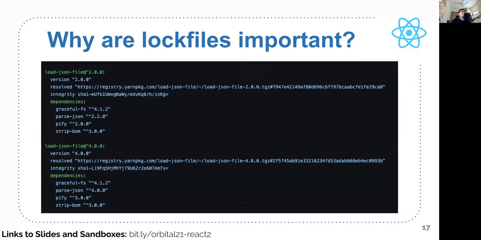So for example, this is part of yarn.lock in the NUS Mods code base. And you can see the NUS Mods code base somehow actually has two versions of the same library. It has load-json-file at version 2, and it has load-json-file at version 4. So you're like, why does it need two different versions of the same library?